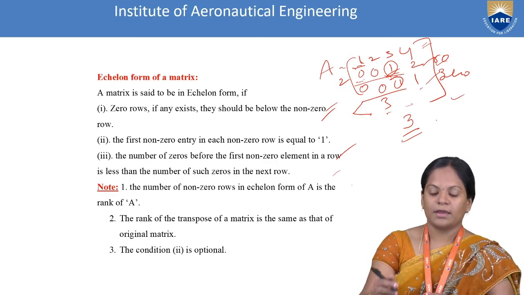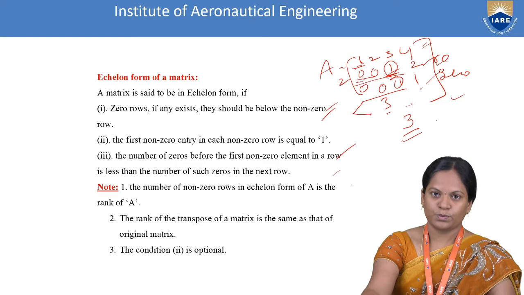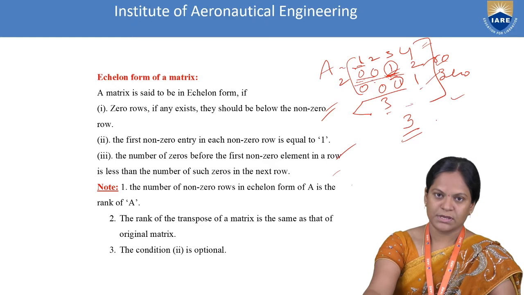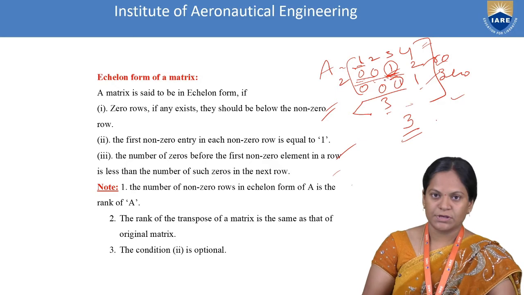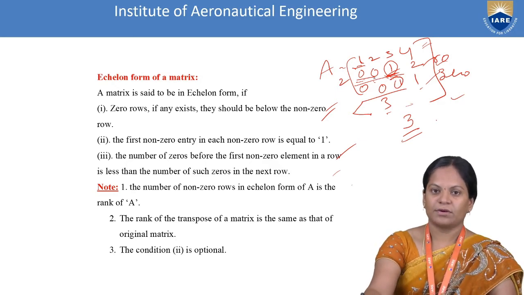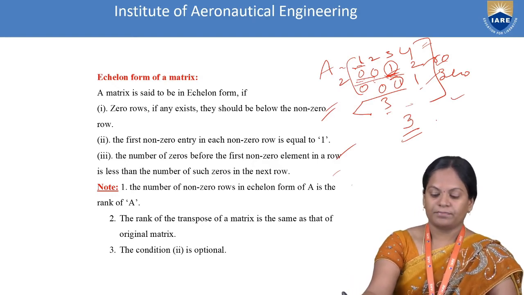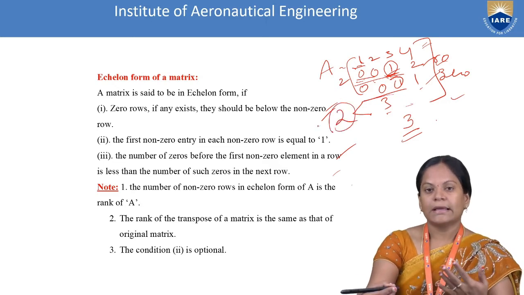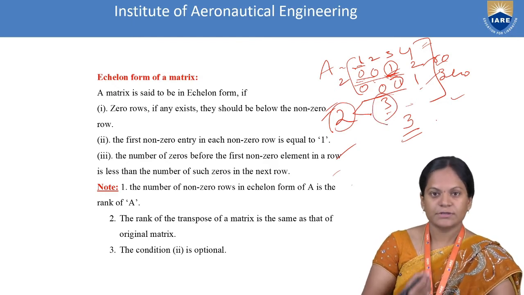In the second row, here we have two zeros. We consider the zeros before the non-zero element, which here is 1. Here we have two zeros before the non-zero element, and in the next row we have three zeros. So the number of zeros in the second row is 2, and the number of zeros in the third row is 3. So 2 is less than 3. So the third condition is also satisfied.